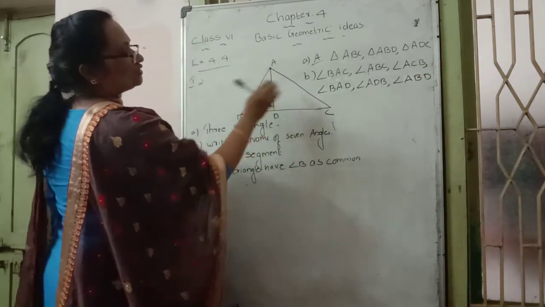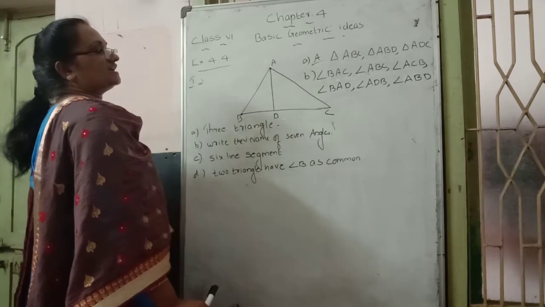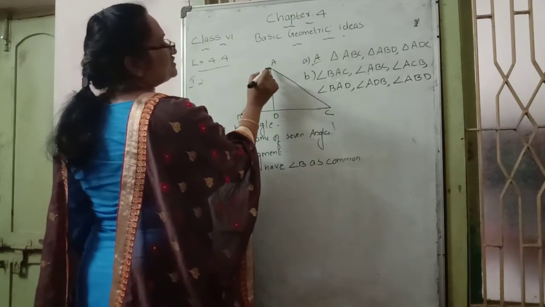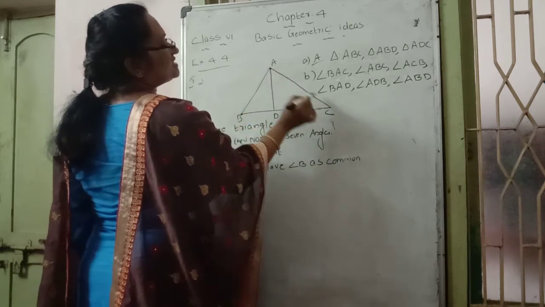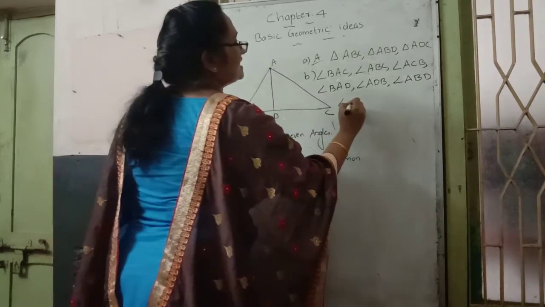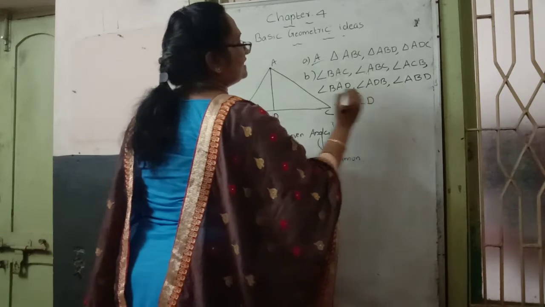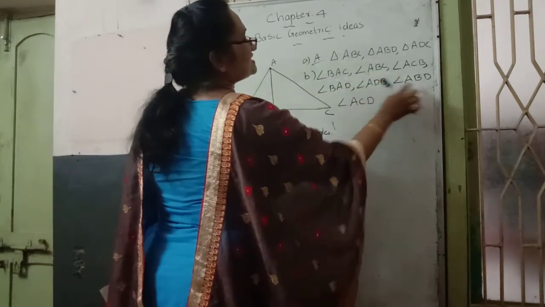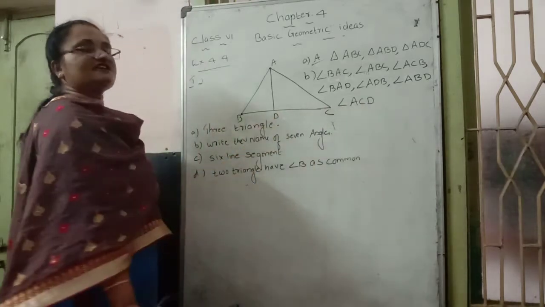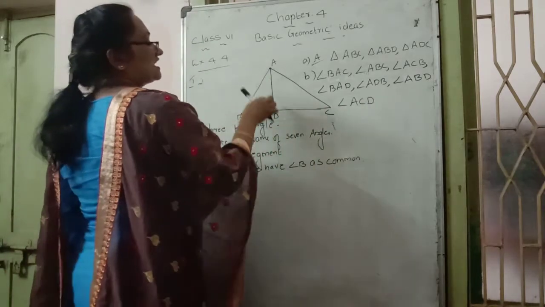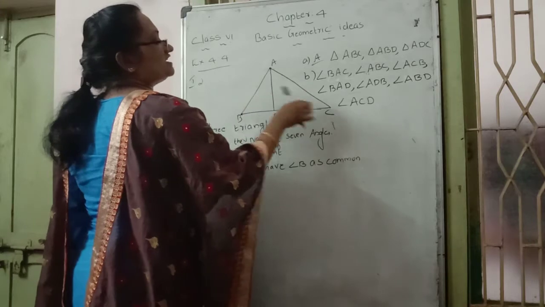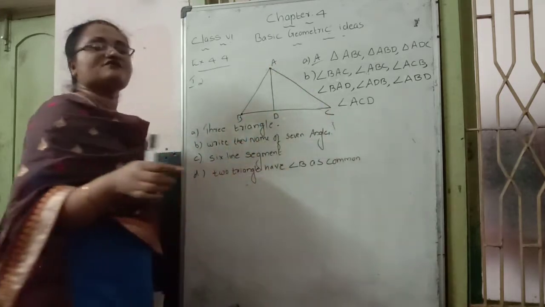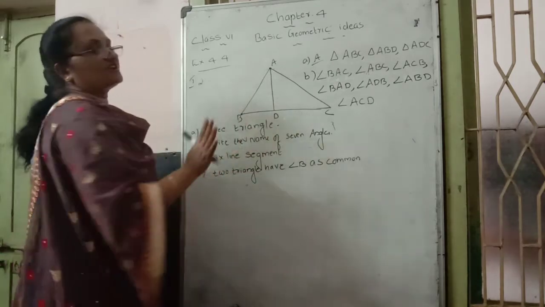Then with respect to the right side triangle, how do we name it? C as the vertex gives angle ACD. They ask for only seven: 1, 2, 3, 4, 5, 6, 7. Again, we can write D as the vertex, ADC, and A as the vertex, DAC. We can write like this, but they ask for only seven angles.